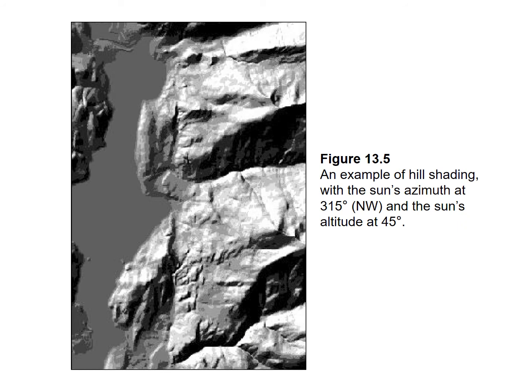Hill shading. You position the sun at a certain angle, give it a certain direction, a certain altitude, and it indicates where the shadows would actually be seen on the landscape.